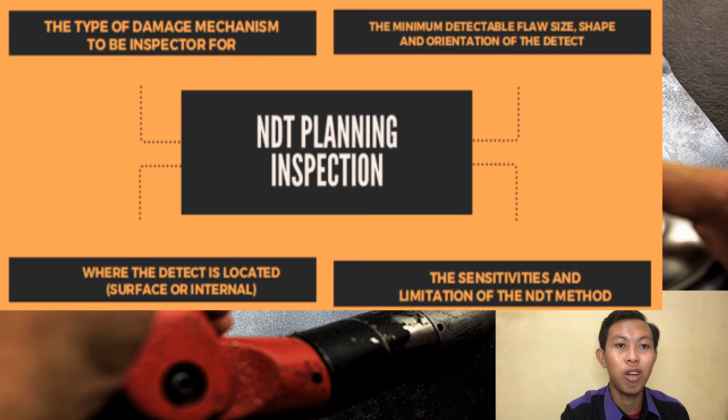Hi, my name is Muiz. I will explain selecting and planning a non-destructive testing method. In this testing, we performed the test on a steel water pipe, and magnetic particle testing was selected. There are four NDT planning inspection considerations. First, the type of damage mechanism to be inspected for; the minimum detectable flaw size, shape and orientation of the defect; where the defect is located, surface or internal; and the sensitivity and limitations of the NDT method.